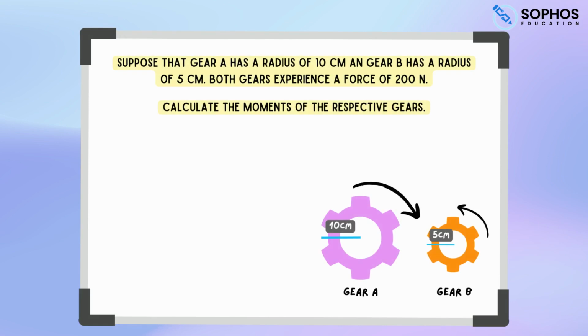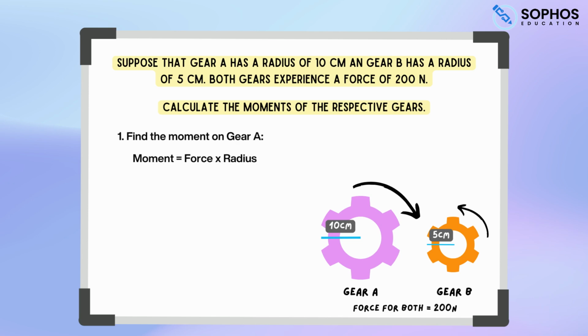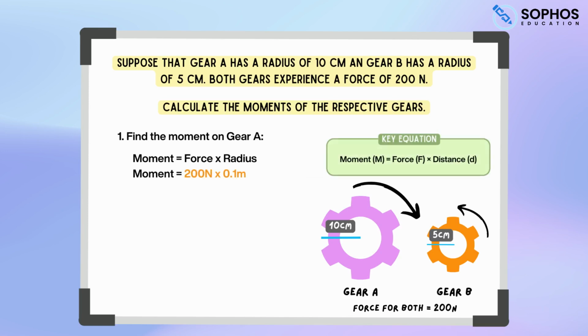Suppose that gear A has a radius of 10 centimeters and gear B has a radius of 5 centimeters. Both gears experience a force of 200 newtons. To find the moment on gear A, use the equation moment equals force times radius, which equals 200 newtons times 0.1 meters, which in turn equals 20 newton meters.